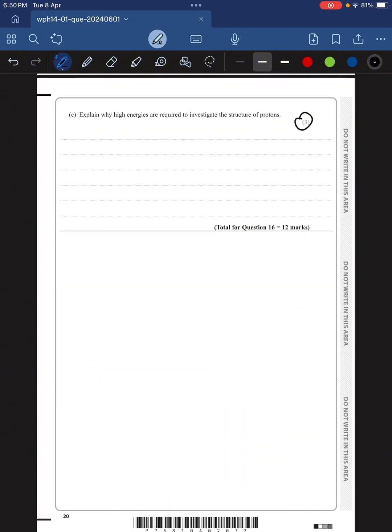This is a 3-mark question, so it's not trivial. Explain why high energies are required to investigate the structure of protons. So we can write that the proton has a diameter of about 10 to the negative 15 meters, or 10 femtometers.